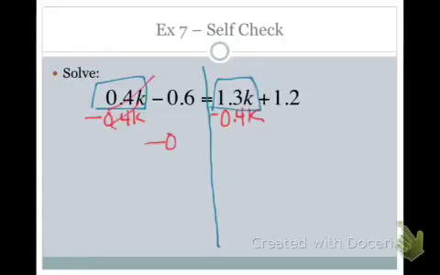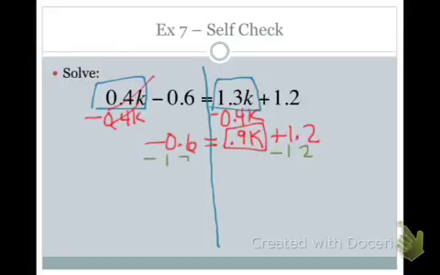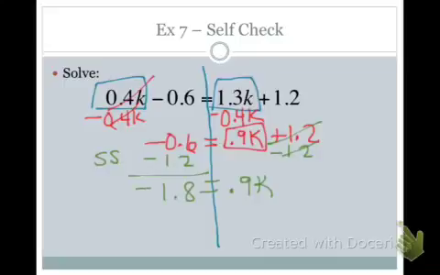And then just like adding and subtracting polynomials, 1.3 take away 0.4 is 0.9k. Rebox your variable term. From there, what we're going to do is move our constant terms away. So I'm going to subtract 1.2 to both sides so that the 0.9k is all by itself on the left-hand side. And on the right-hand side, we have signs that are the same. So I'm going to add the numbers, and I'm going to keep that sign.